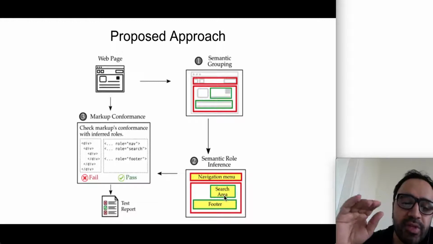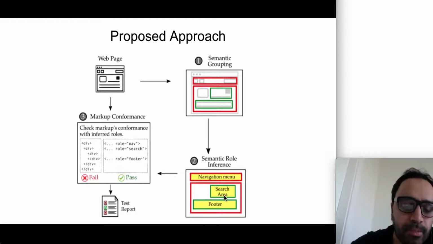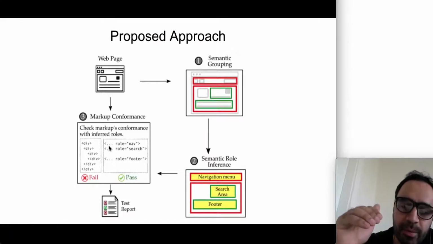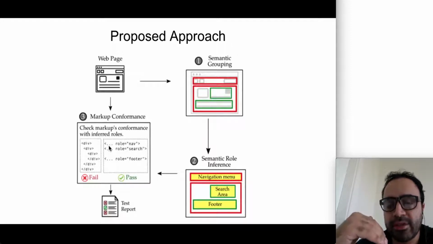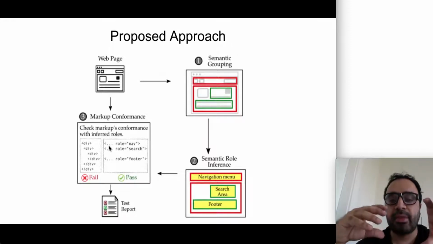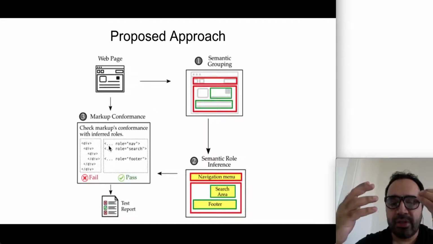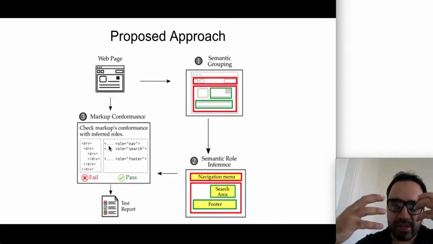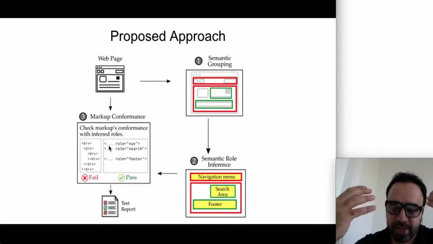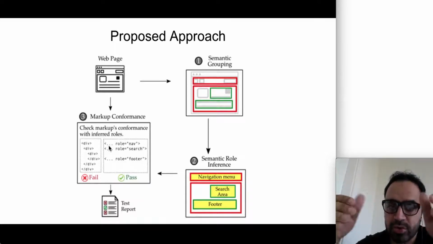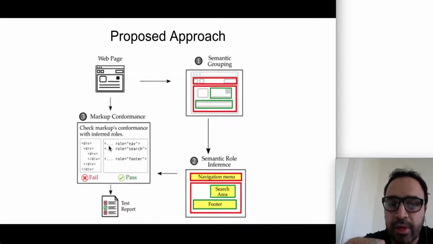Once we have inferred these semantic roles for each region, some regions could have semantic roles, of course, and some regions do not have any semantic roles associated. What we do is that we check that the HTML markup of the page conforms to the roles that we have inferred. In this fashion, we're trying to see if a sighted user is able to perceive a region as a navigation menu, then this perceived role should be conveyed also in the HTML markup.